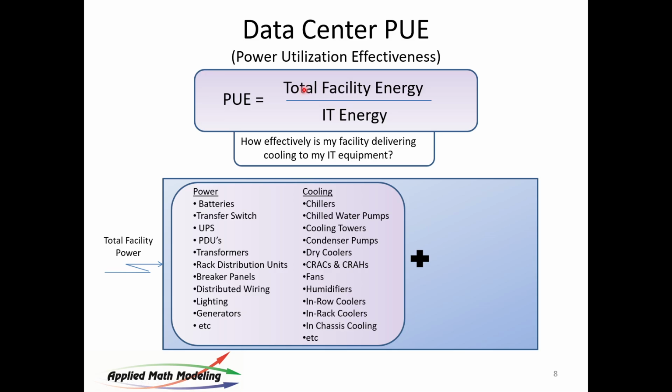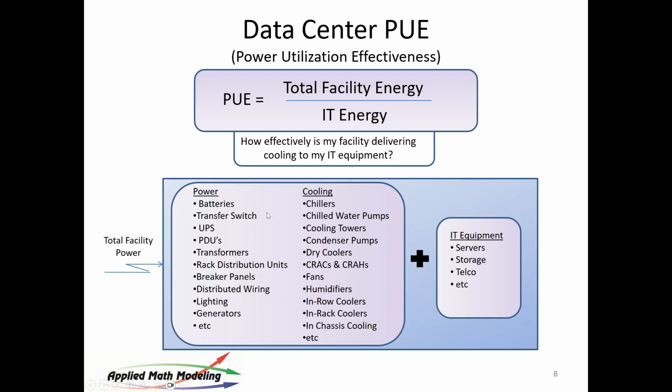So let's look at total facility power first. It is made up of all this stuff: chillers, water pumps, towers, condensers, UPSs, transformers, everything that consumes energy, plus the IT equipment itself. So if you were able to eliminate all of this stuff here on the left, your PUE would be 1 because it would just be IT energy over IT energy. But you have to cool it.